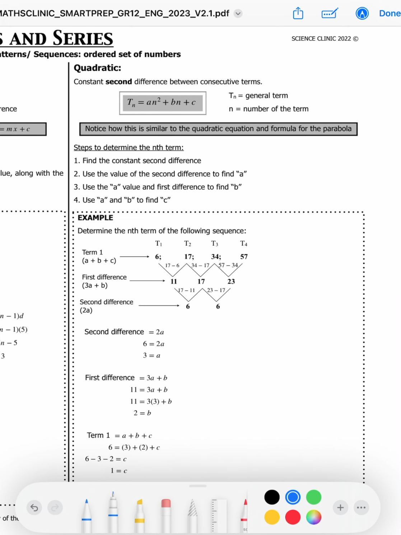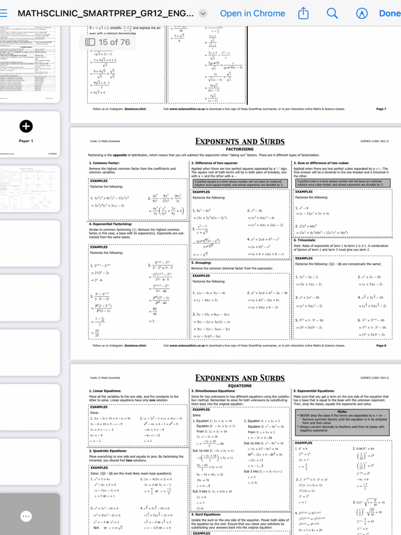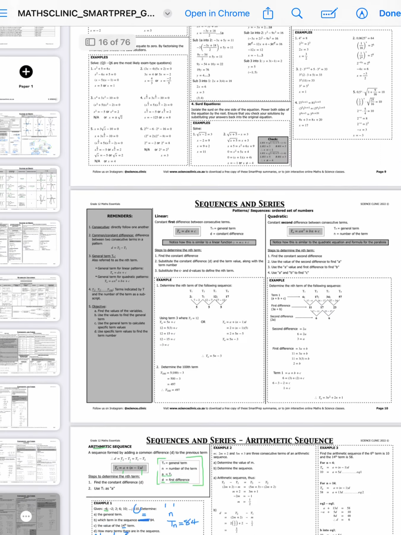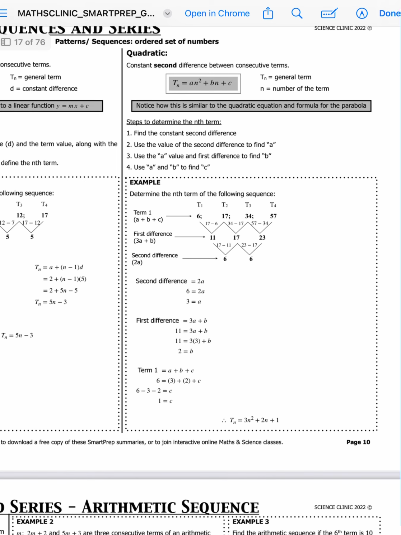Okay, so you have 6, you have 17, you have 34, you have 57. You subtract, and then you get 11, you get 17, you get 23. And then you see now you can have a second difference that is going to be constant, and that is 6. So this is the difference between the arithmetic and the quadratic. This one has 2 differences, and the second difference is constant.